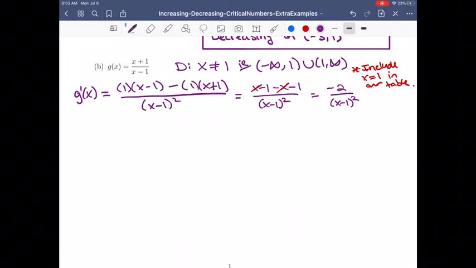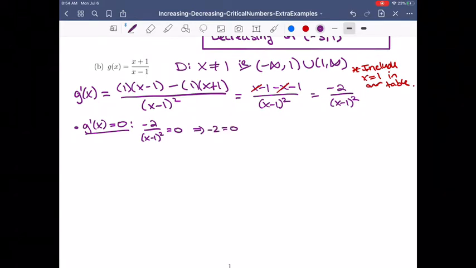So now I want to find my critical numbers. So where is g prime of x equal to 0? Okay, so that's when this fraction is equal to 0. So you could think about multiplying both sides of this equation by x minus 1 squared. That's going to kill off the bottom. Okay, it's going to say where negative 2 is equal to 0. This obviously never happens. So there's no x's for which the derivative is 0.